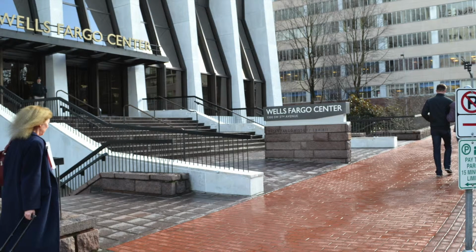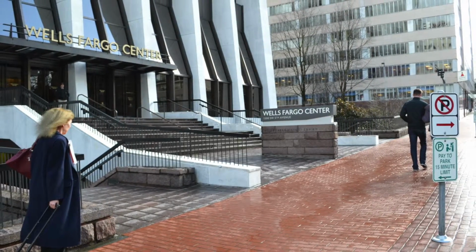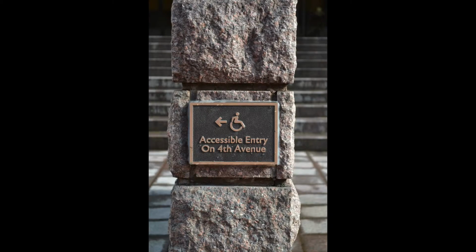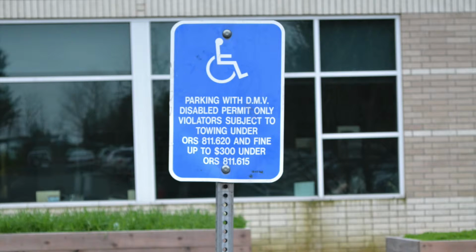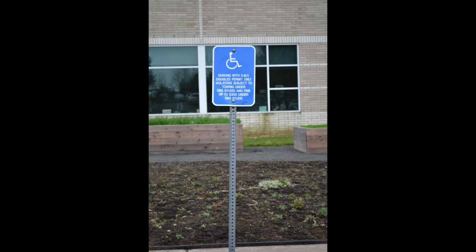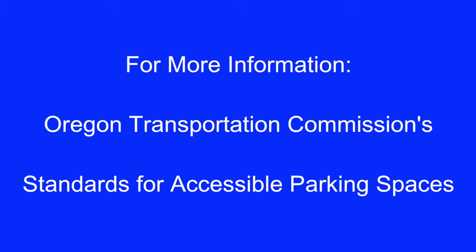Signage. Names on buildings need to be prominent and distinctive on all possible entrances and paths of travel to the building. Signs to the accessible entrance need to be prominent and distinctive at every entrance. Oregon regulations on parking signage, different from federal standards, require that the bottom of the sign is 84 inches, more or less 3 inches from ground level. To learn more on the Oregon law regarding parking signage and sign placement, refer to the Oregon Transportation Commission's Standards for Accessible Parking Spaces.